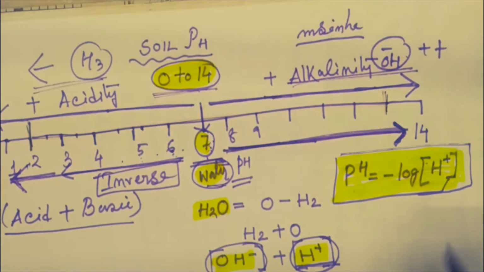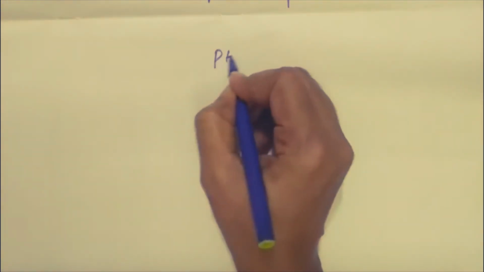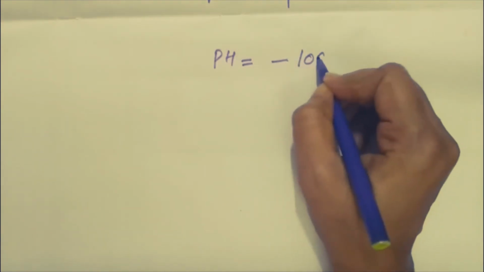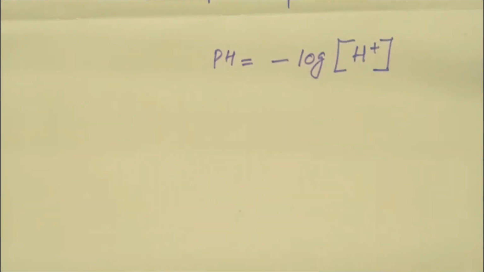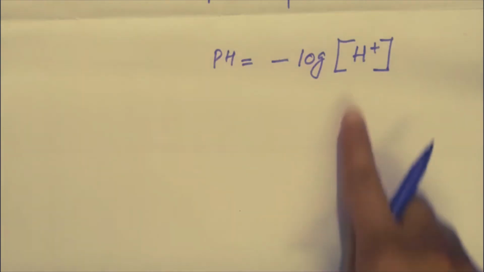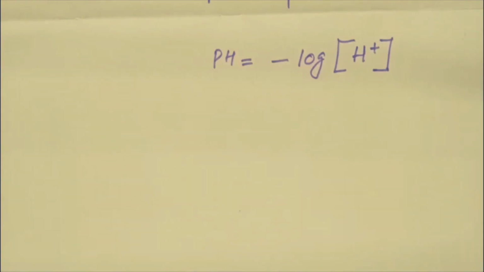Now come to the formula. This is the formula for the calculation of soil pH. The pH formula is pH equals minus log, that is negative logarithm, of the bracket positive hydrogen ion. Normally the square bracket is designated for the concentration of hydrogen. Why are we taking hydrogen? This is the basic question.